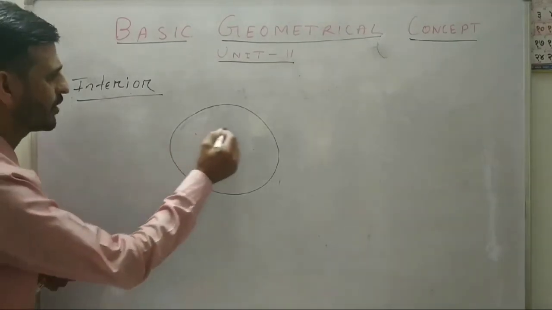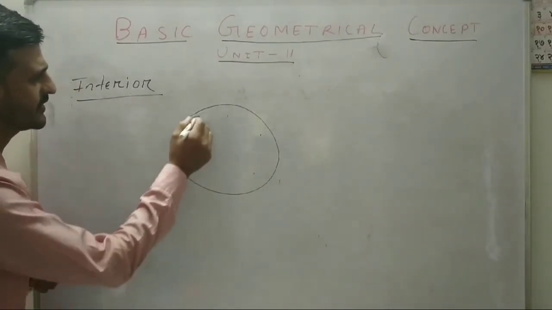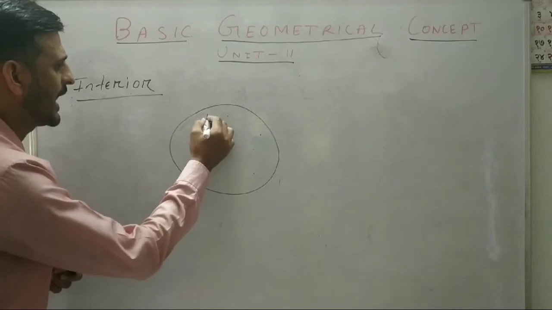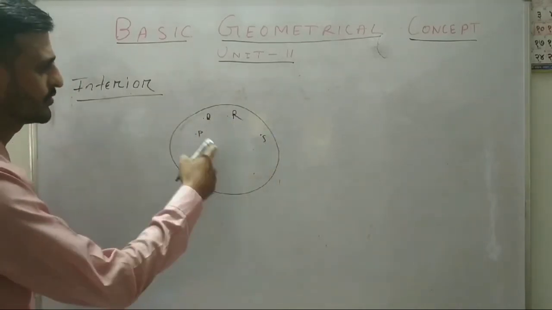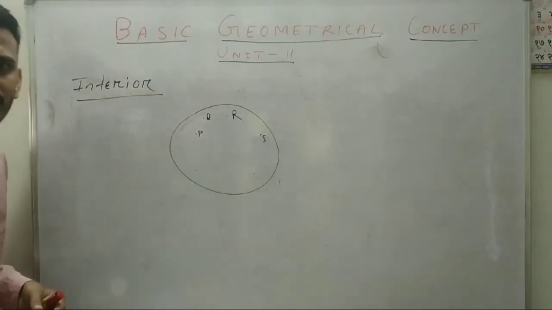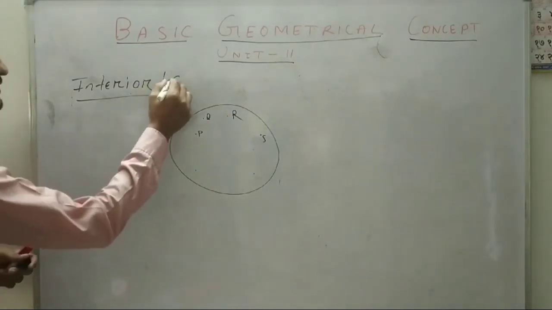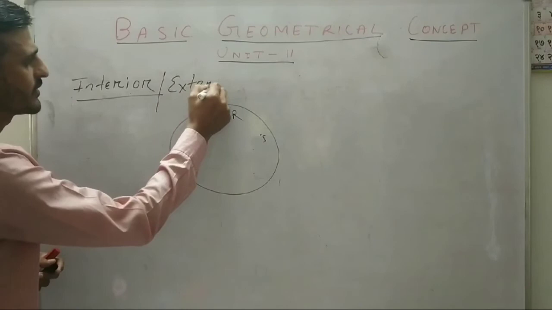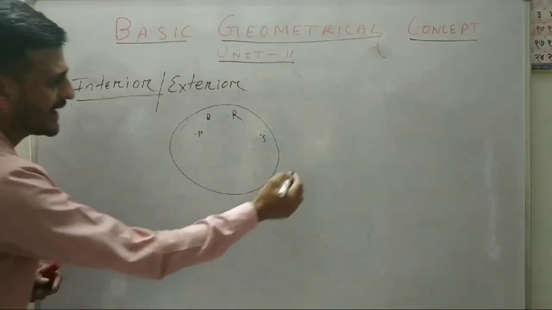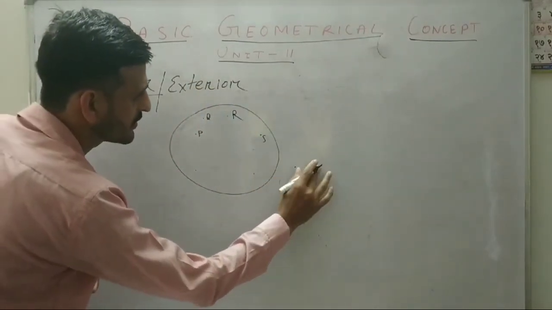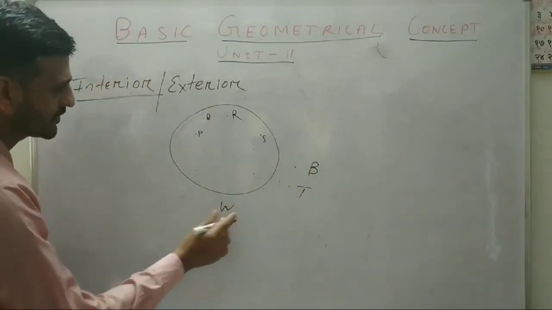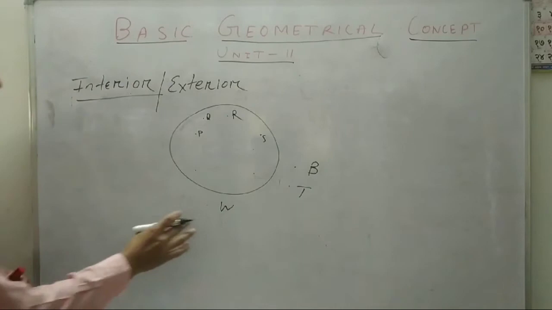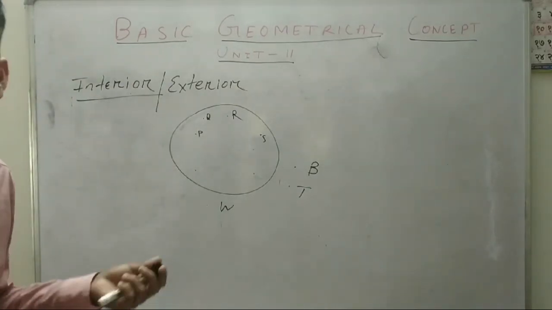See the parts. These are the parts inside this figure, and the points lying inside this figure are known as interior points. So P, Q, R, S are known as interior points, and the points lying outside of the figure, it is B, it is T, it is W, these points lying outside of the figure are known as exterior points.